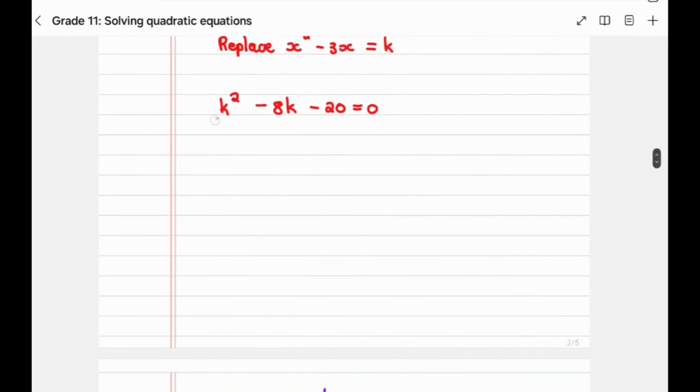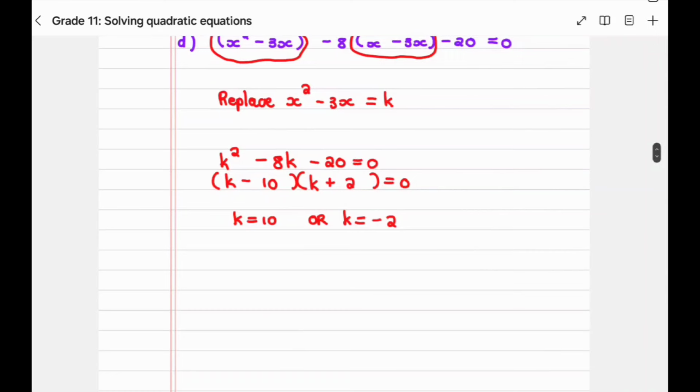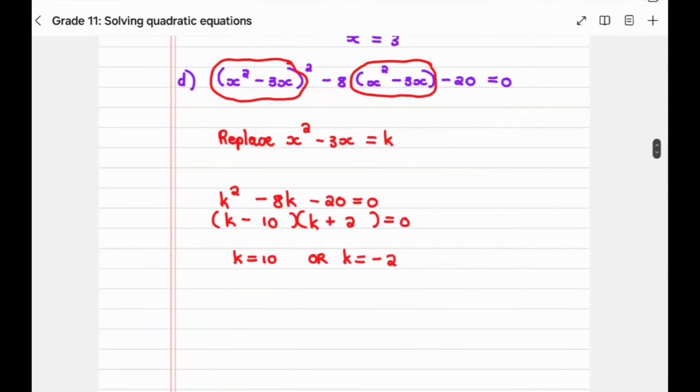Then you can see that's an easy peasy trinomial. The k splits and they're different. The first one's a minus, then a plus, and then what times what gives you 20? 10 times 2, if you subtract it, gives you 8. I hope your factorization is as solid as a rock. Okay, so k is either 10 or k is negative 2. But now you're not there yet.